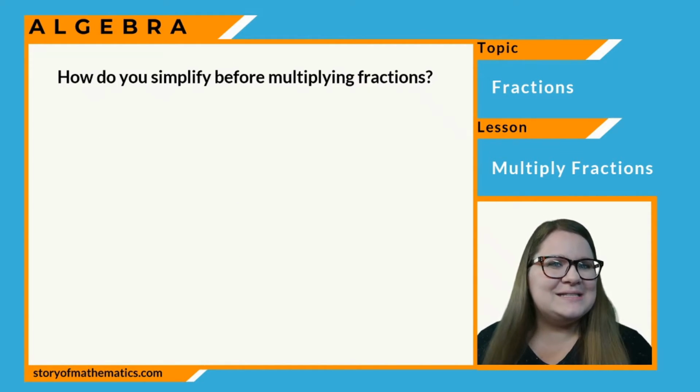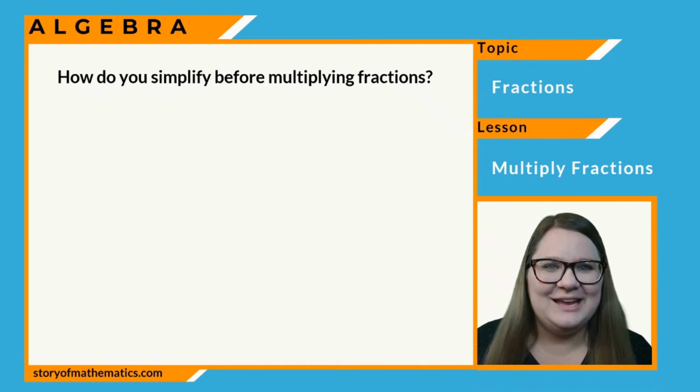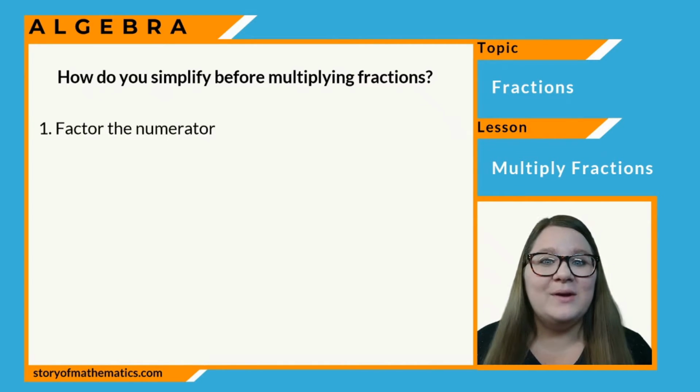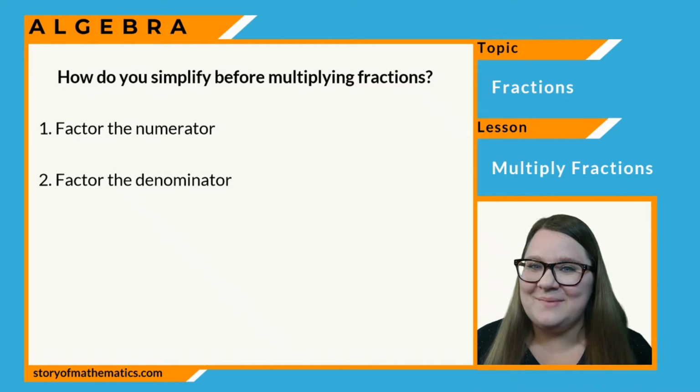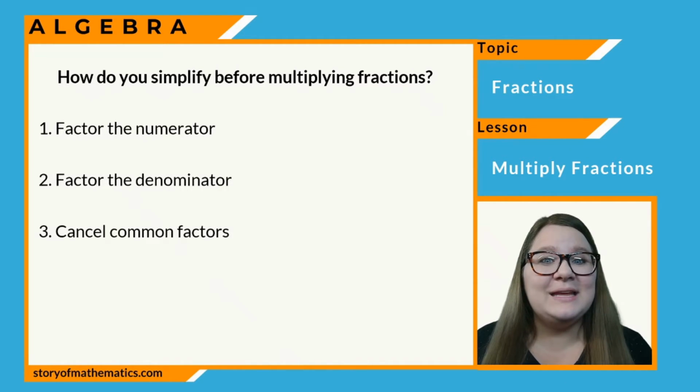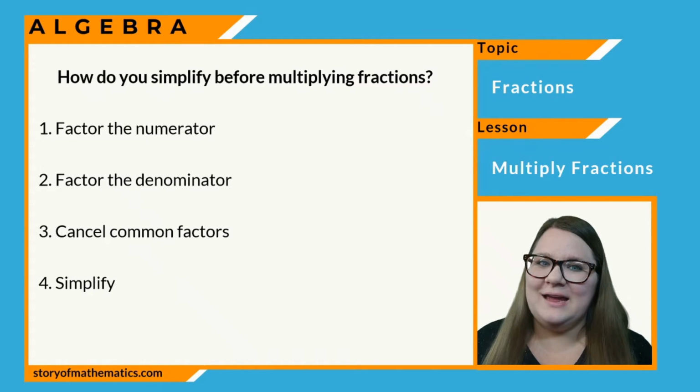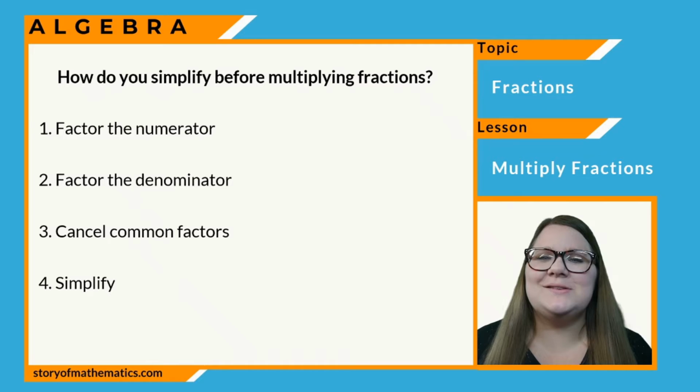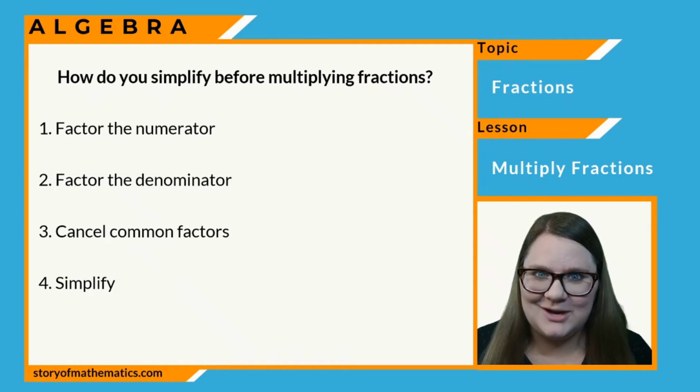Let's say I want to simplify before multiplying. In order to do that, I'm going to first factor the numerator, and then I'm going to factor the denominator. When I do that, I'll be able to cancel common factors and then simplify and multiply across. So let's give that a try.